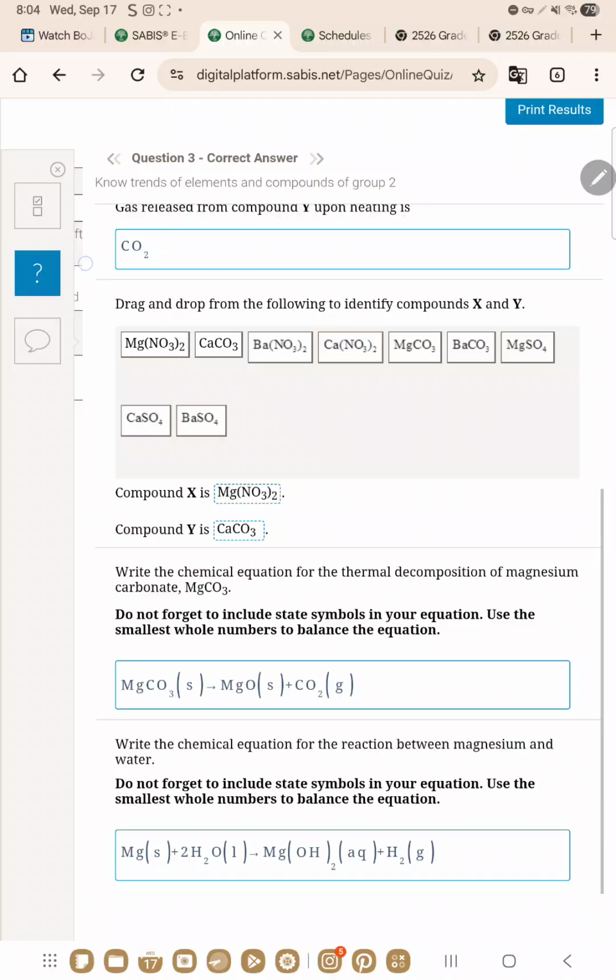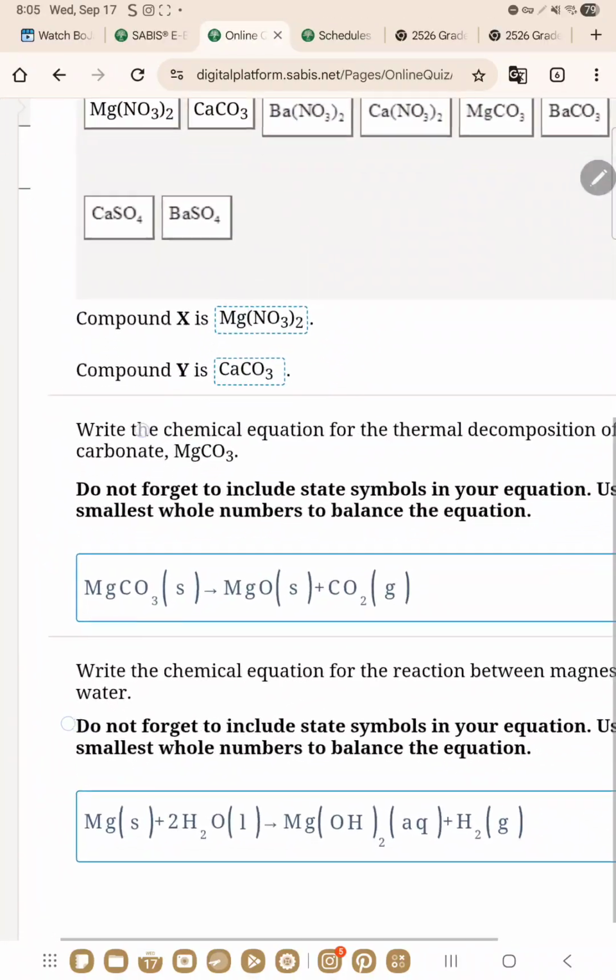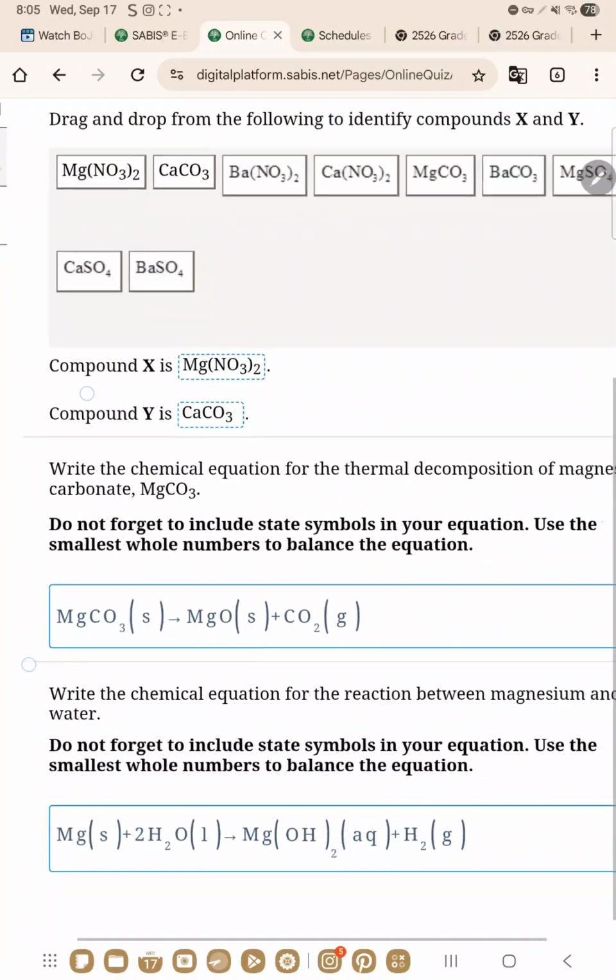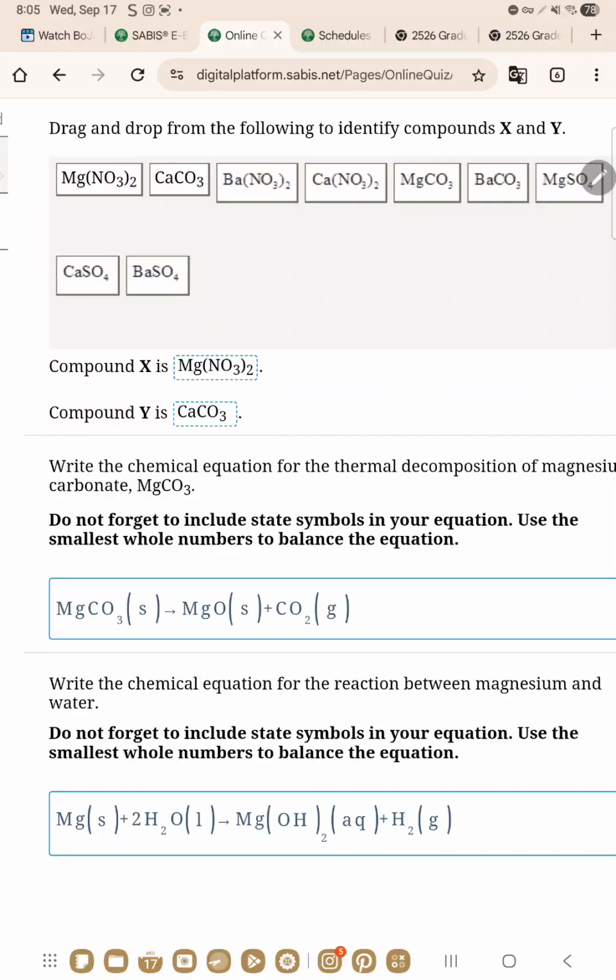Now for the next parts, it's just random questions asking you to write chemical equations. I find these very annoying, by the way. So the thermal decomposition of magnesium carbonate. You write down first magnesium carbonate. Then we said whenever you thermally decompose, you're going to form an oxide. So it's MgO. Now what's left? You took 1 O, so it became CO2. That's what's left.